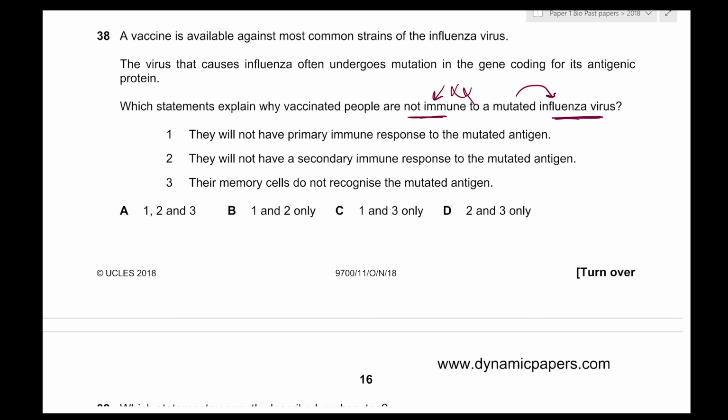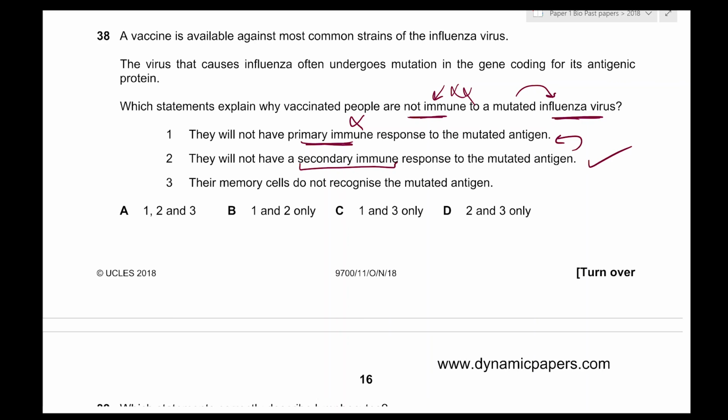Now let's see the suggestions that we have here. 1. They will not have a primary immune response to the mutated antigen. Now, this was a very common misconception. This is wrong. They will still have their same immune response. This is correct, but not having a primary immune response is incorrect. So 2, they will not have a secondary immune response to the mutated antigen. So in this case, this is correct. They will not have a secondary, they will have the primary.